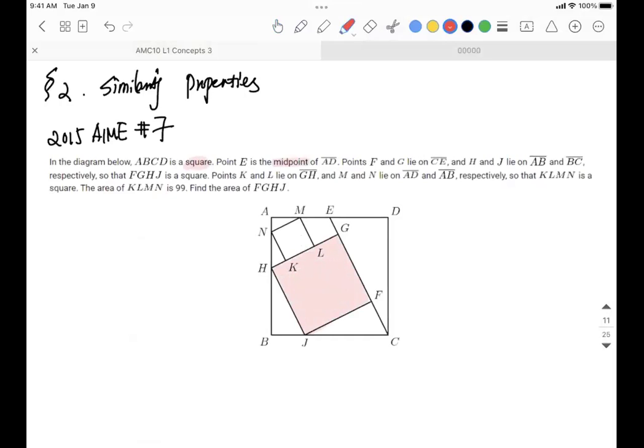If this is a square, points K and L lie on GH, and M and N on AB and AD respectively, so that KLMN is also a square. Like the red one and the green one, they're both squares, right? ABCD is a big square, and then you insert 2 tilted squares, the red one and the green one. The area of KLMN is 99. And what is the area of FGJH?